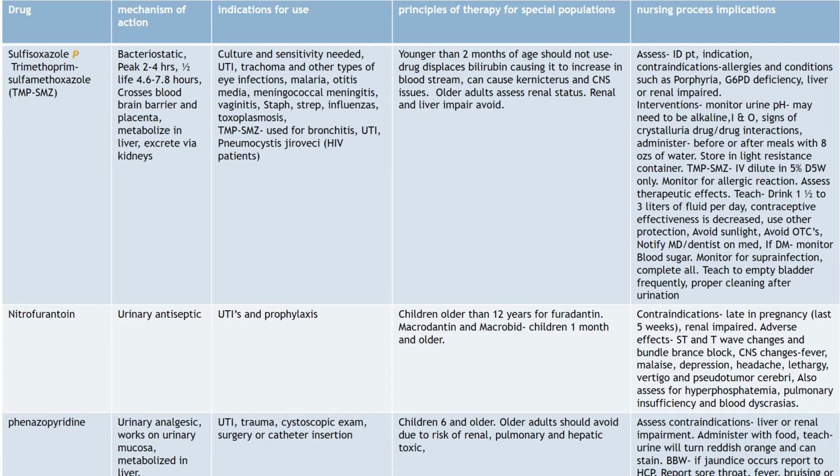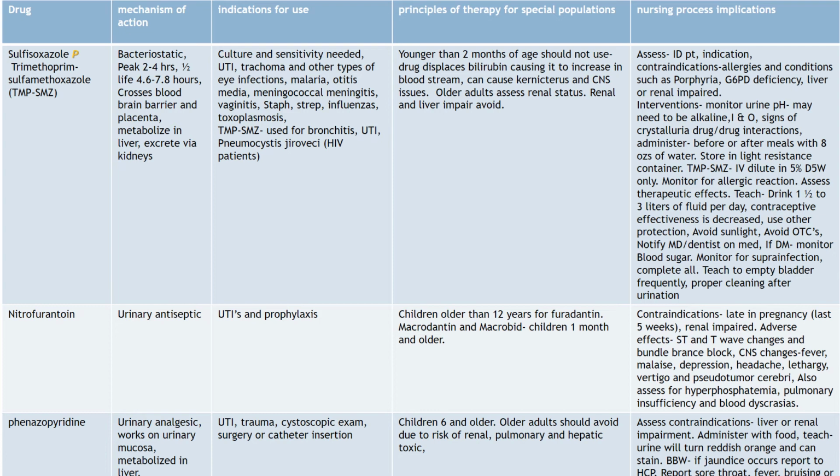Sometimes when they do a CT or whatever to determine that there's no brain tumor causing it, they may refer to it as idiopathic intracranial hypertension. Of course, the medicine can be reduced or discontinued in that case. Also need to assess for hyperphosphatemia, pulmonary insufficiency, and blood dyscrasias, which basically means your blood cells are getting out of whack.